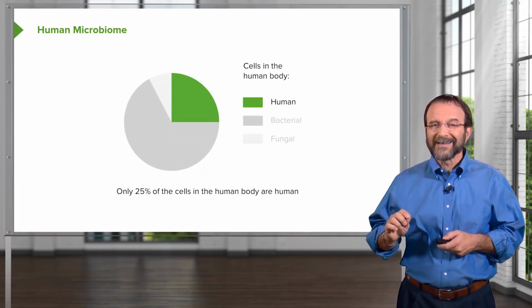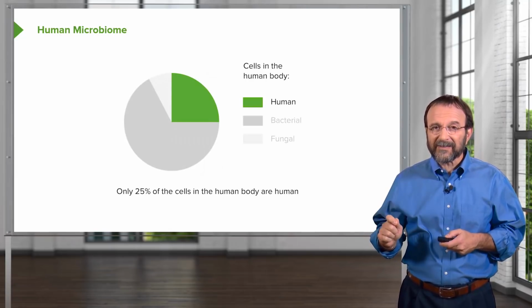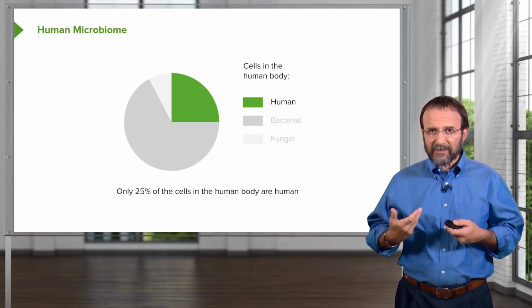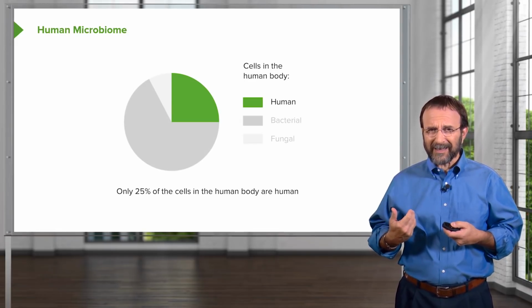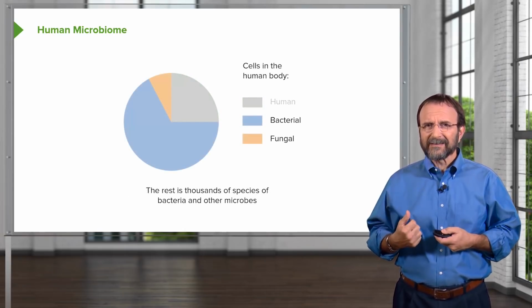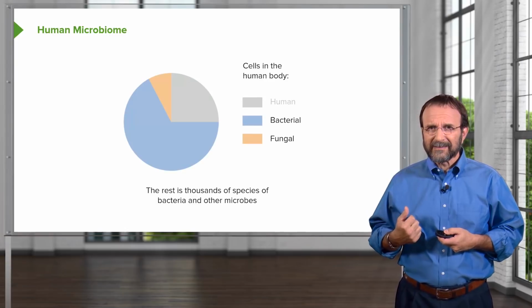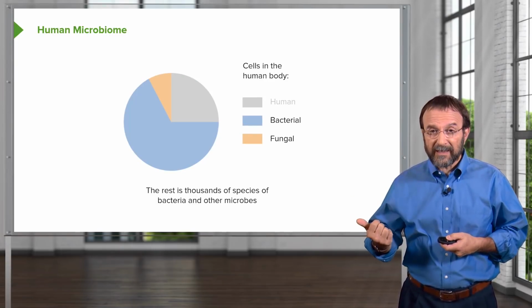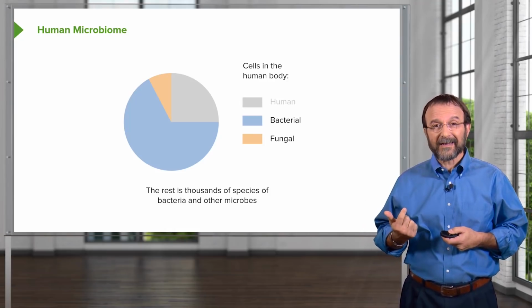A human body is only 25% human cells. Now look, you can see me. You think you're looking at just human cells. 75% of what you see here are bacteria. Very, very little human cells. Bacteria, fungi, and archaea. It's amazing.